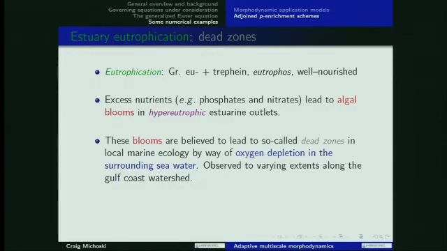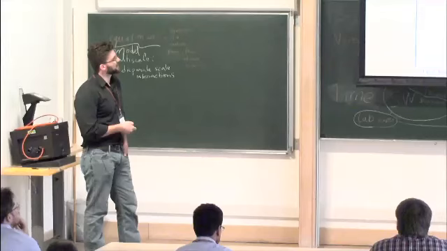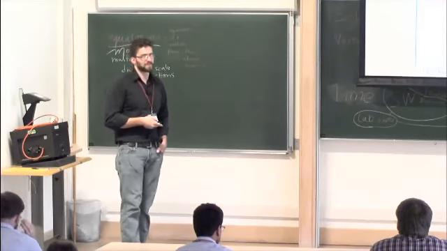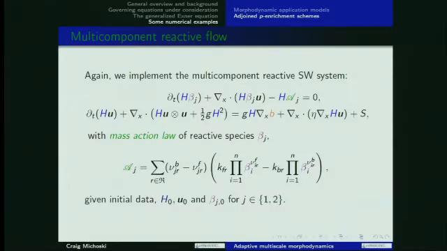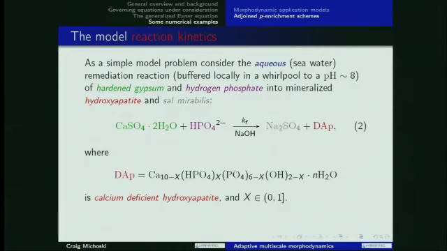So the question we asked was, can we create a toy problem to think about trying to solve this? So we take our shallow water equations here, assume a fixed bathymetry. It's not constant, but it's not time varying now. Bring in this mass action again, and then look at this equation here. So this equation takes hardened gypsum, which is just blackboard chalk, and adds it to hydrogen phosphate.